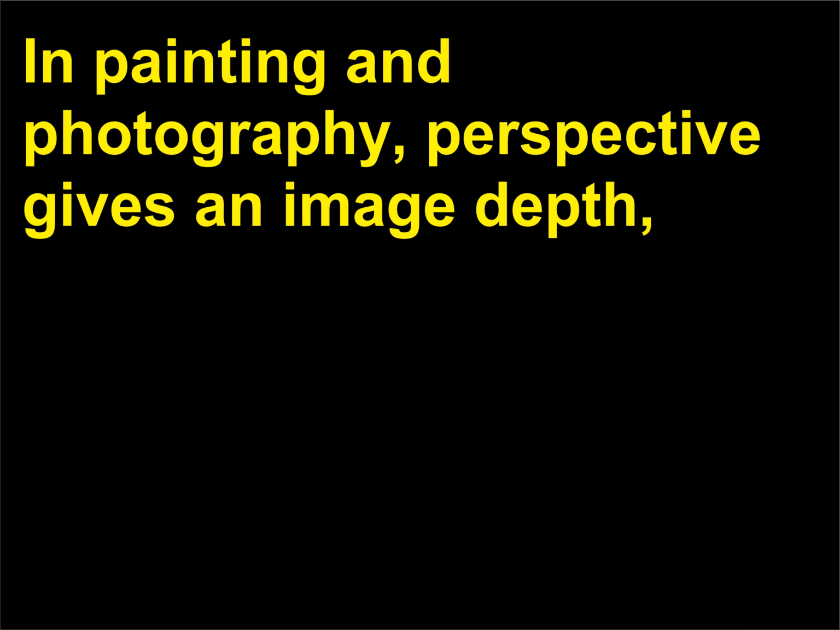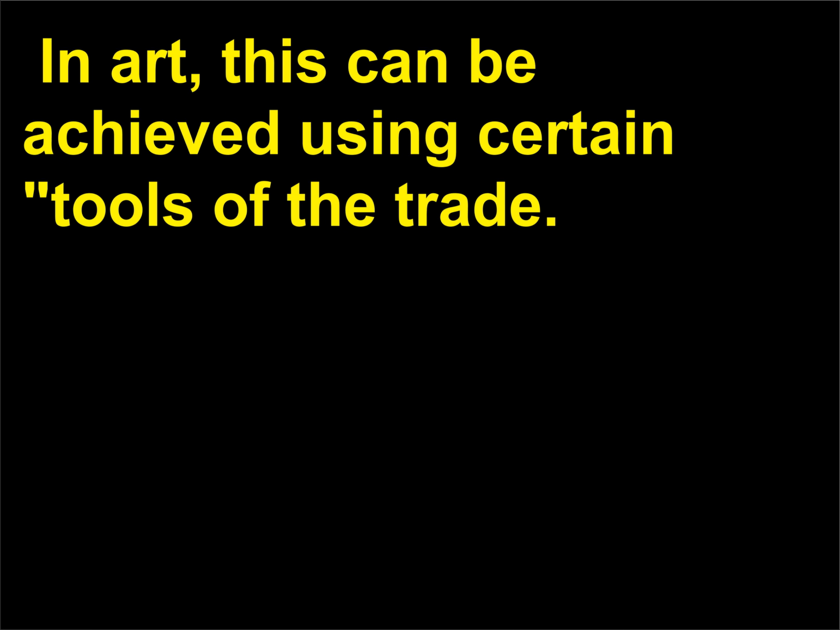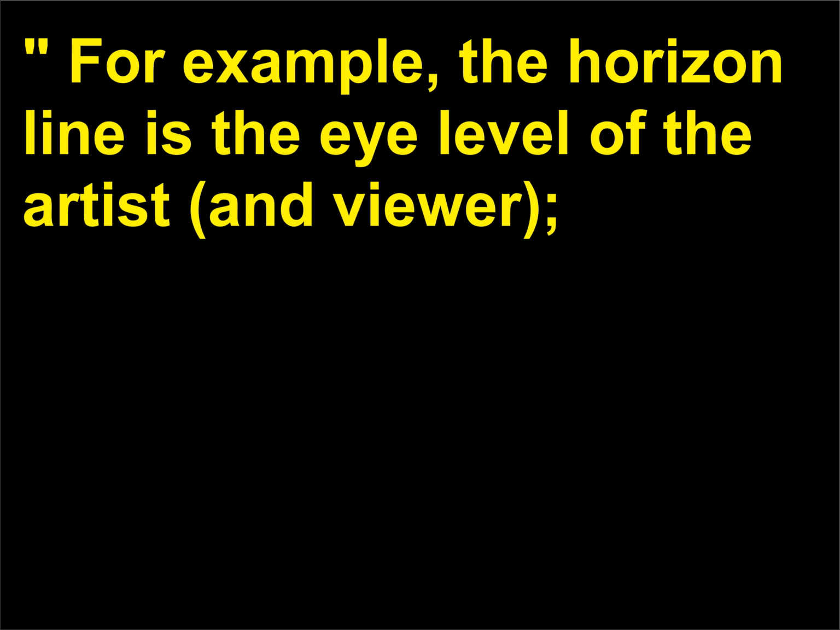In painting and photography, perspective gives an image depth, allowing a person to perceive 3 dimensions in a 2-dimensional picture. In art, this can be achieved using certain tools of the trade. For example, the horizon line is the eye level of the artist and viewer.